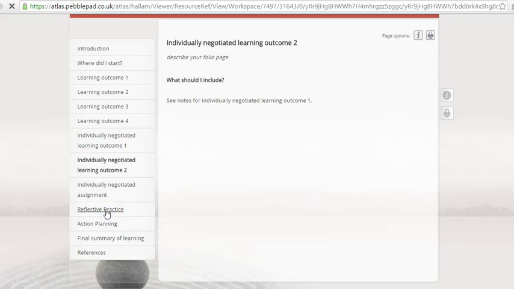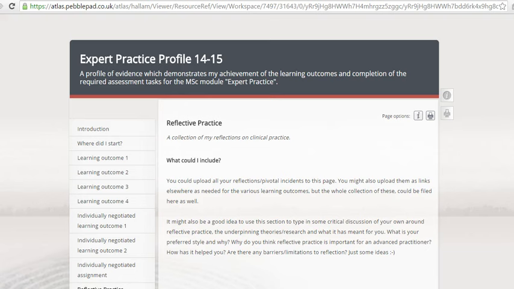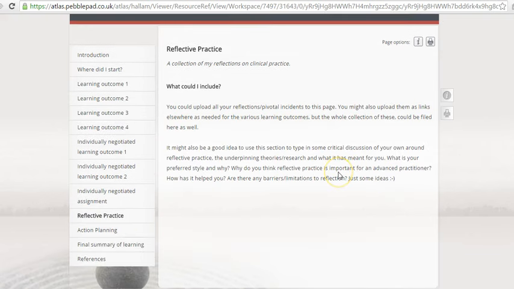Okay, if we go on to the next tab, which is the reflective practice. Now again, you will have probably had a little bit of reflection at the end of each of your case studies. We're not expecting you to repeat that here, otherwise it would be very boring for you to do and very boring for us to read.